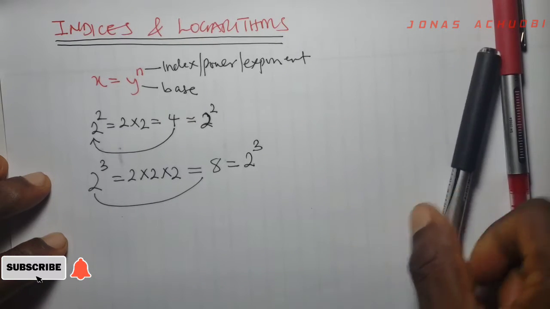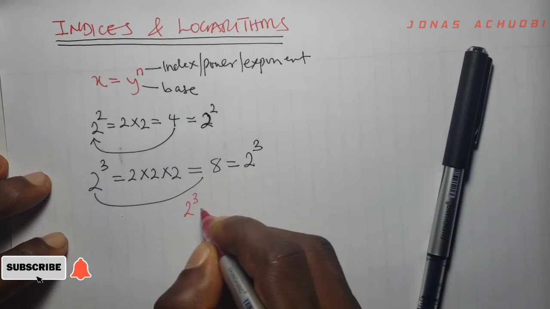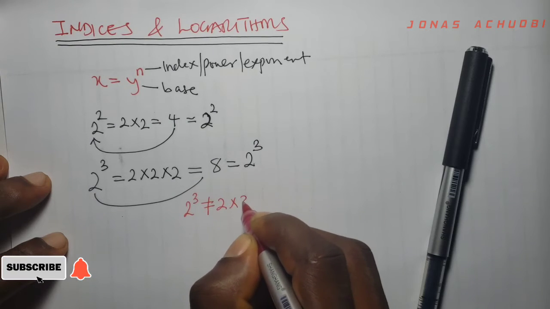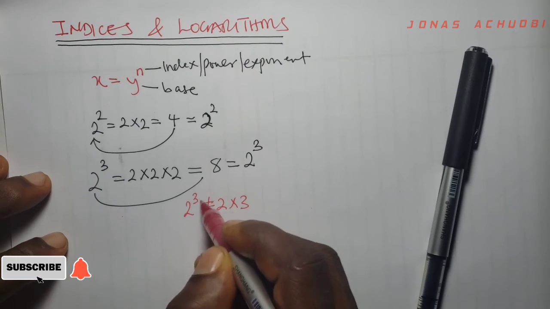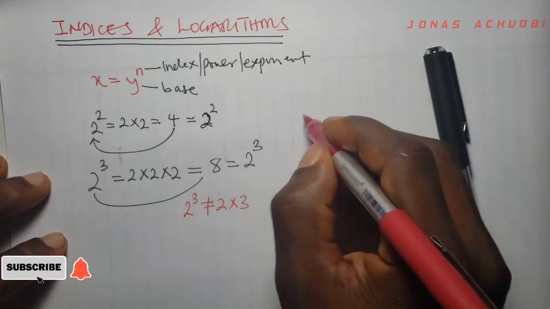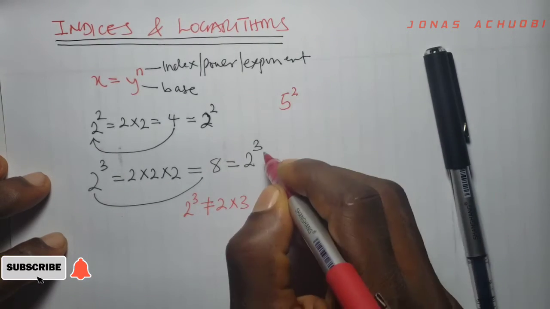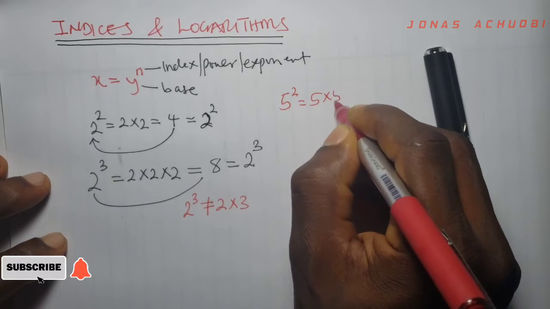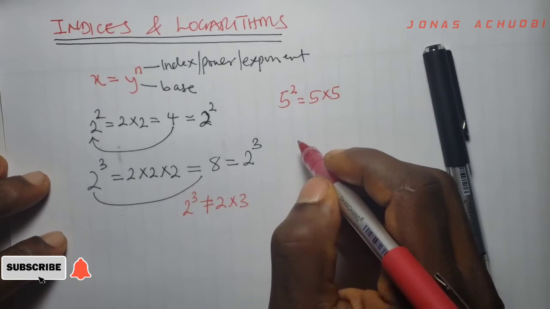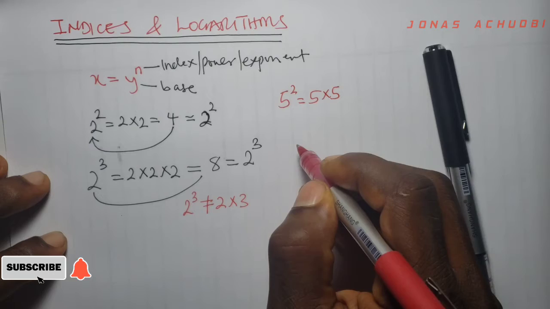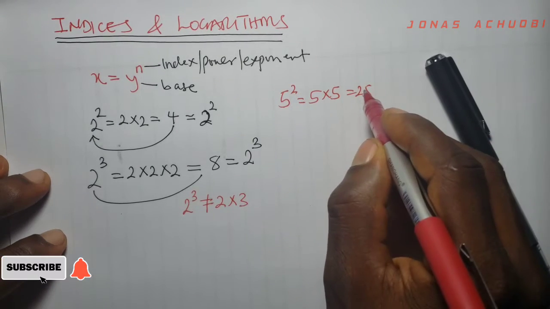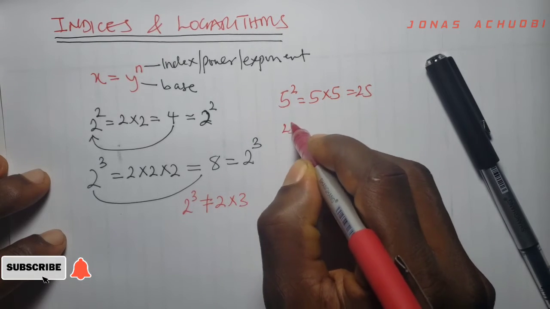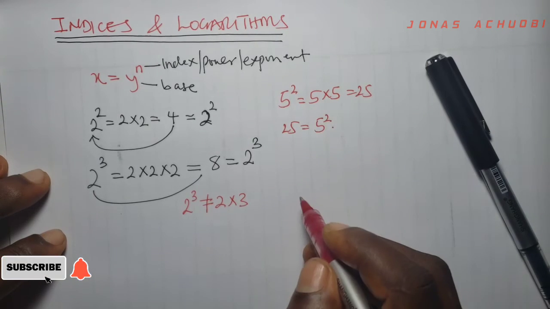I should point out at this point that 2 raised to the power 3 does not mean 2 times 3. It doesn't mean 2 times the power, no. It means that the number, the base, should be multiplied the number of times of the power. And finally, if we have 5 raised to the power 2, this would mean 5 times 5. The base is 5, the power is 2. We multiply the base 2 times. So 5 times 5 is 25. Therefore, 25 in index form is nothing but what? 5 raised to the power 2.